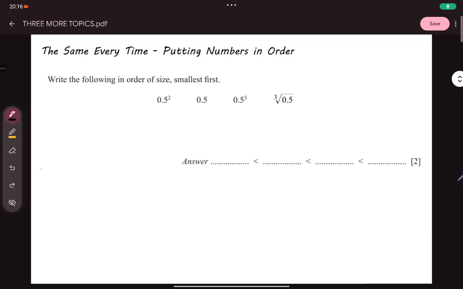Welcome to another video, the same every time. IGCSE Maths, GCSE Maths, looking at the kind of questions that apart from the numbers are the same every time. We're in our next video with this style of exam question, putting numbers in order. Write the following in order of size, smallest first.